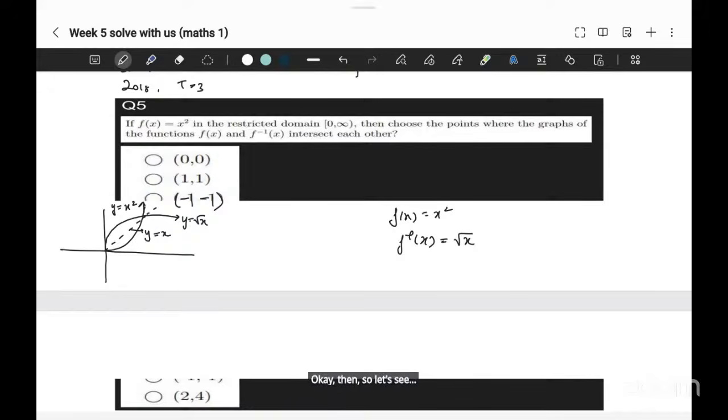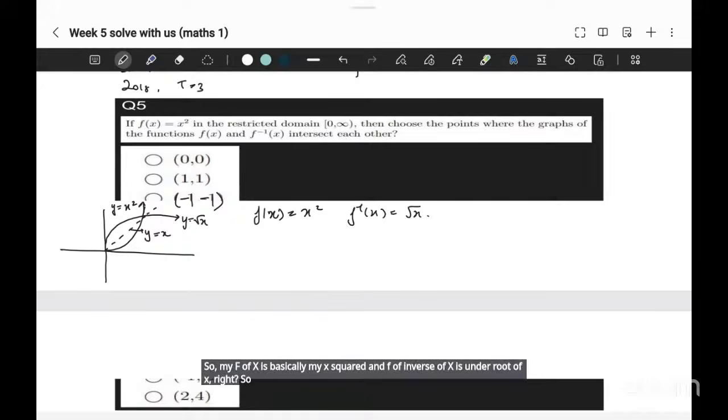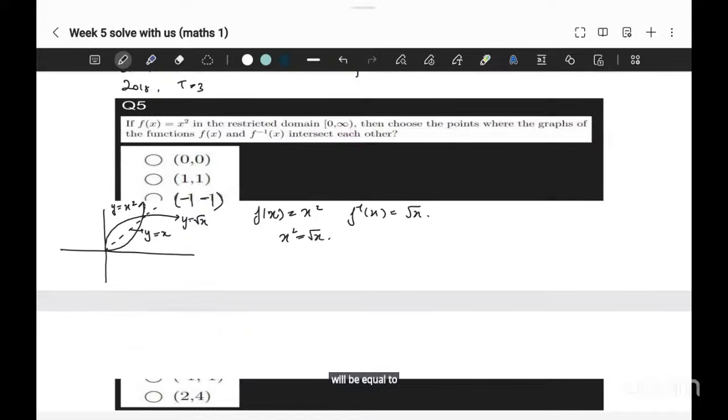Where were we? Okay. So this is f inverse. Once again, my f of x is basically x square, and f inverse of x is under root of x, right? So what they're saying is we need to choose the points where the graph of the function f of x and this intersect each other. If they're going to intersect, that means my x square will be equal to under root of x. At that point only they will intersect, right?